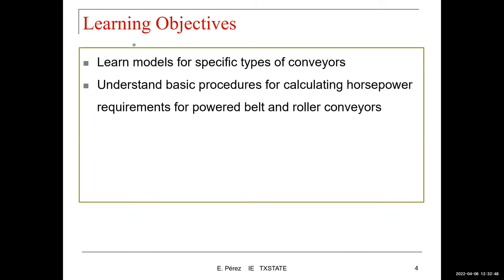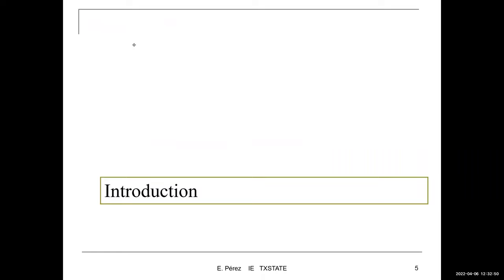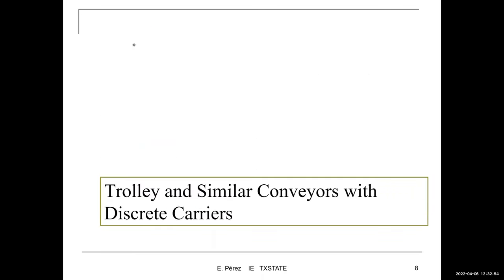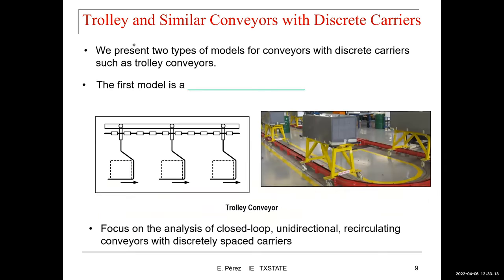So we are focusing on specific conveyor models. In our discussion last time, we focused on trolley and similar conveyors in which you have some discrete carriers. You want to design and you want to know how much space you need to have on each one of these carriers, depending on the amount that you have in the conveyor. So we present two types of models for conveyors with discrete carriers.